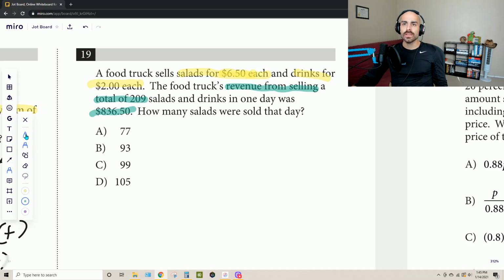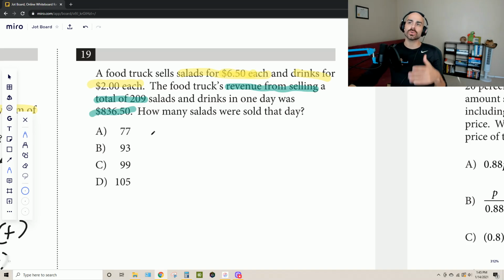All right, can you write the expression and recognize that this is a system of equations? Well, how do we know? There's a few tells here. They say that a food truck sells salads for $6.50 each and drinks for $2 each. Once they start giving you individual prices, a flag goes up. The food truck's revenue from selling a total of 209 in one day was $836.50.